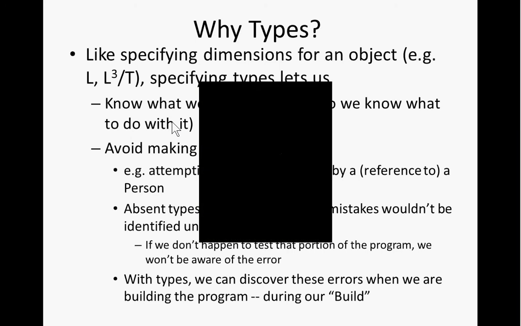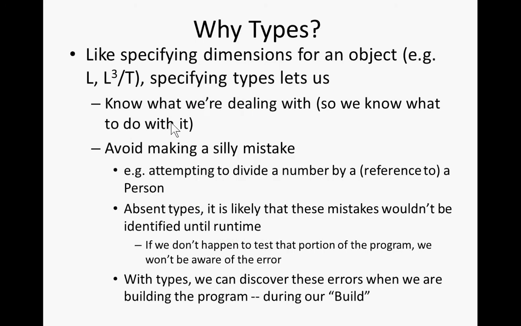Okay, so I'm talking here about types, and Java types tell us the legal values associated with quantities like variables. They also tell us the legal values associated with return values, parameters, etc. Why types? Well, just like specifying dimensions for an object prevents us from doing silly things, like adding dollars to persons, or adding persons per year to persons, or something like that. You could do the same thing with types.